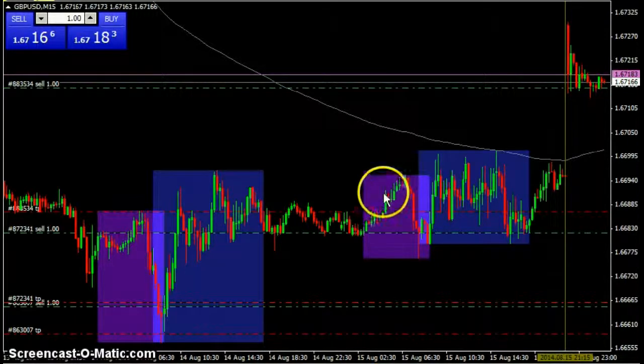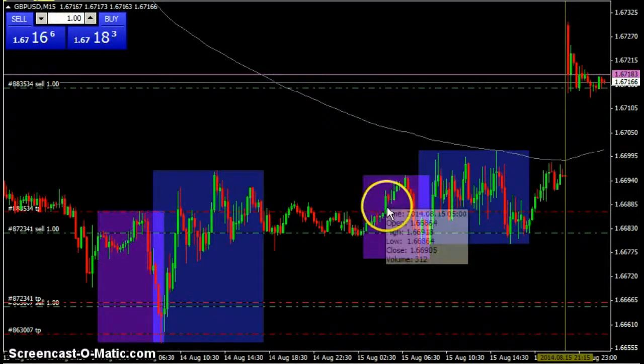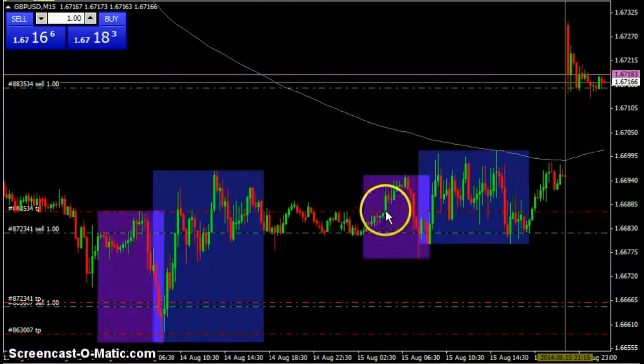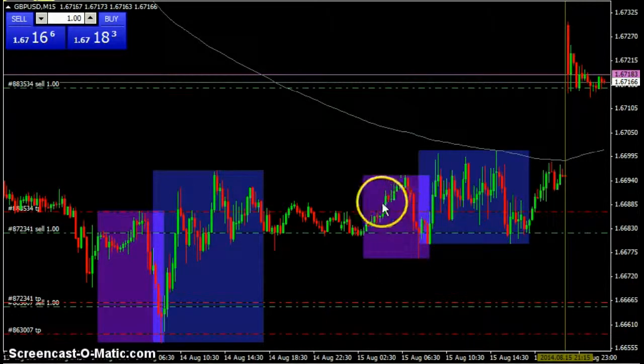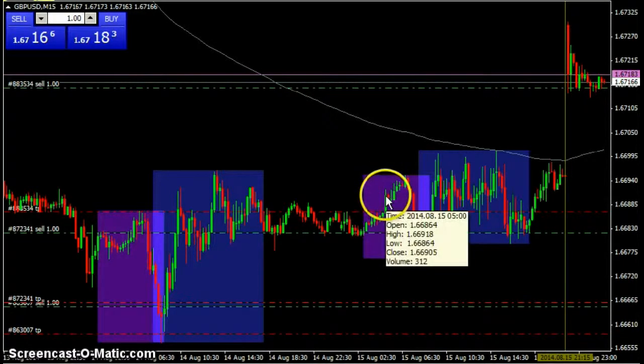Now these bars are referred to as candles. The thick part of the candle is referred to as the body, and that shows you the opening and closing price of that time period.